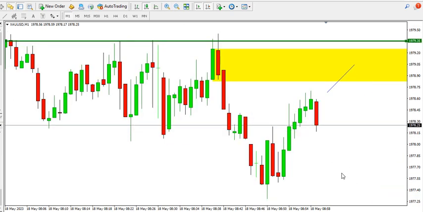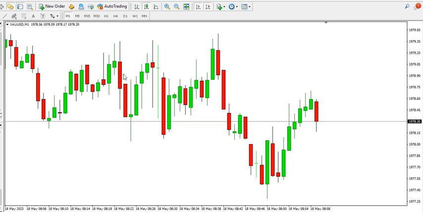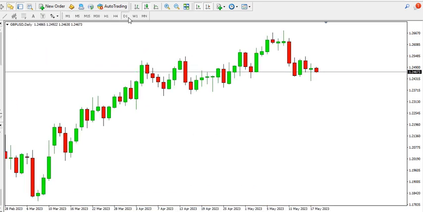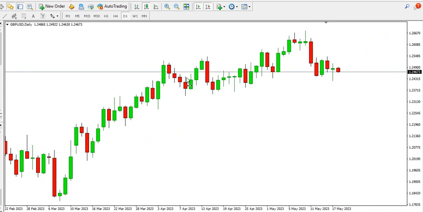So it's going to go down, should go down. All right, that's that for gold. Let's look at GBPUSD on the daily time frame. Looking at GBPUSD on the daily time frame, we can see what's happening.